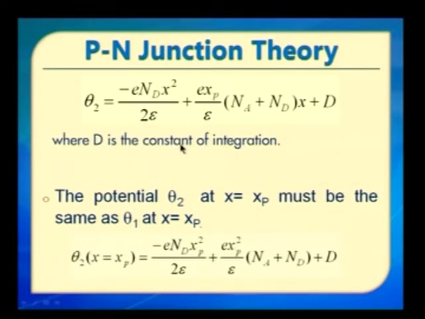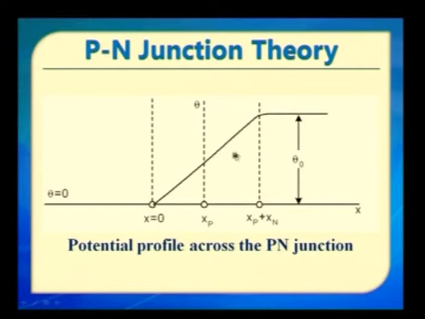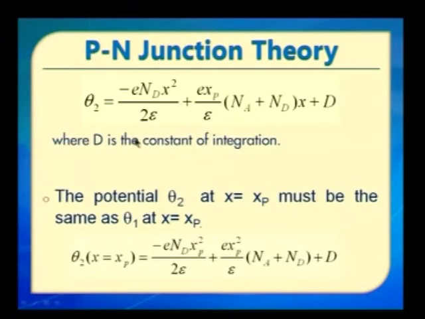Now, theta 2, what is theta 2? That is the potential in this region, right. Theta 2 will turn out to be minus E into Nd into x square by 2 epsilon plus E into xp by epsilon into Na plus Nd multiplied by x plus d, where d is the constant of integration.